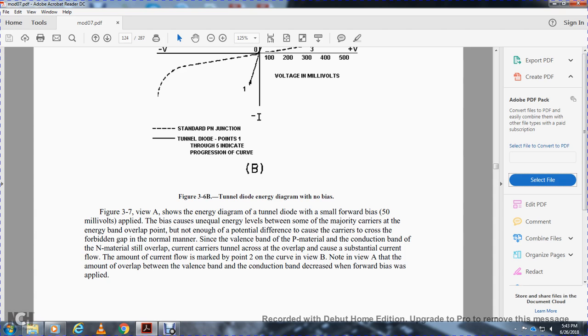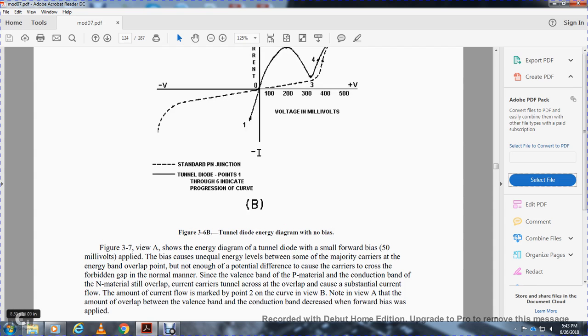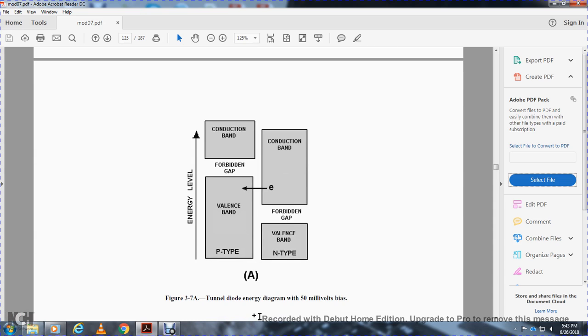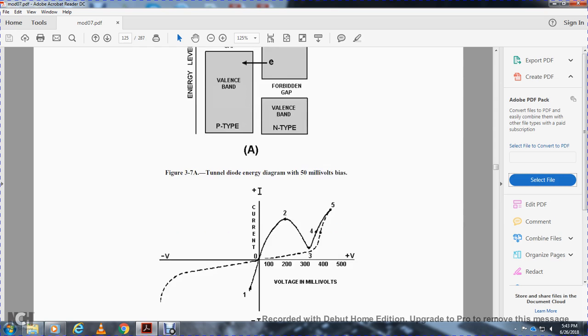That amount of current is marked as point 2 on the curve of view B. Note that in view A the overlap between the valence band and the conduction band decreases as forward bias is applied. Figure 3-7 shows the tunnel diode energy diagram at 50 millivolts bias, with the valence band, conduction band, and forbidden band of the positive and negative types.